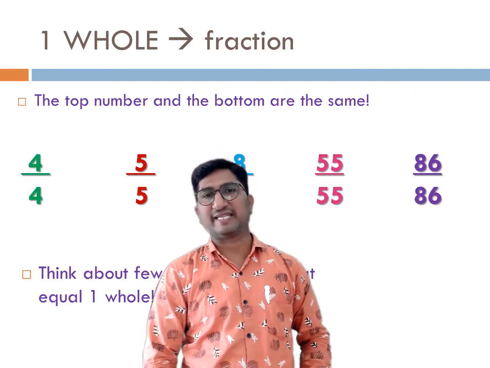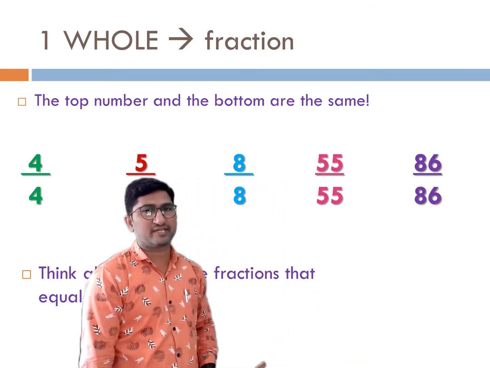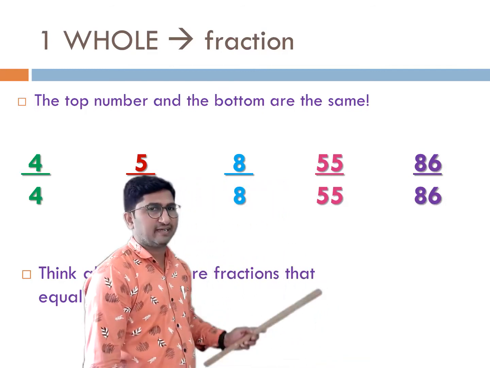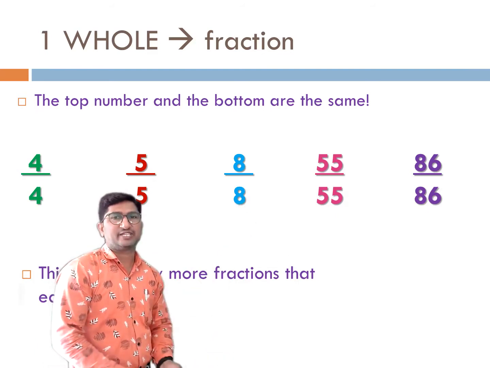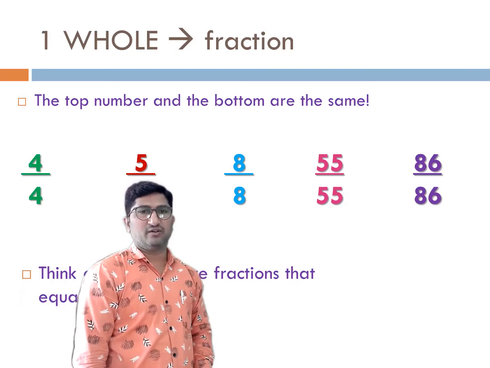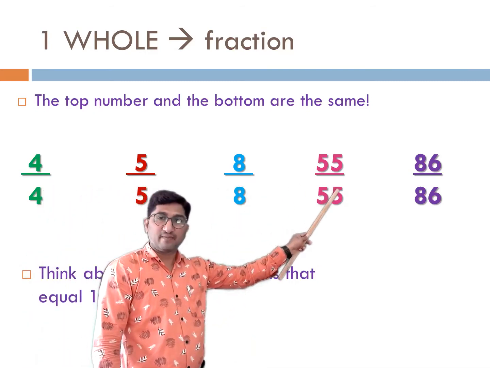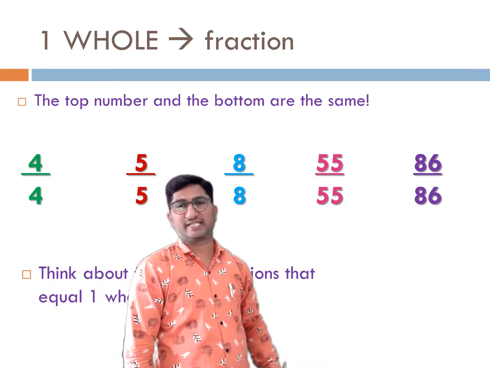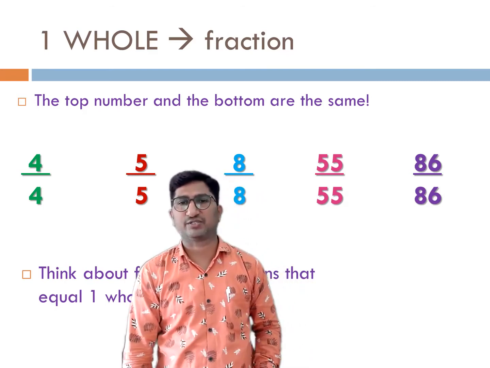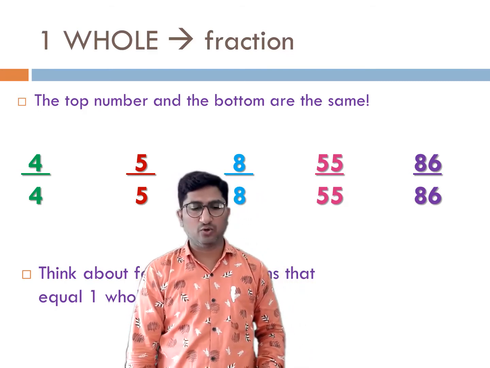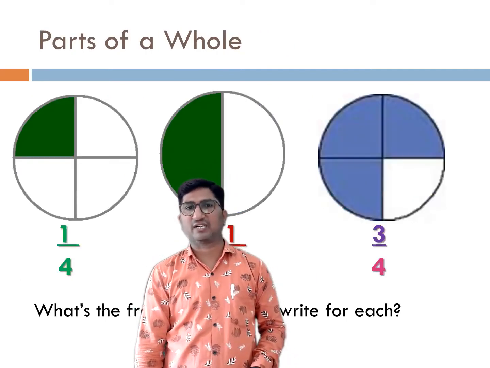Now moving forward, we'll see what is meant by whole. Whole means the same. Just now I described 6 upon 6. Here the top number and bottom number are the same. It shows the whole number. 4 upon 4, 5 upon 5, 8 upon 8, 55 upon 55, 86 upon 86. No matter how big the number is, if the numerator and denominator are the same, the fraction is shown as one whole, we can say.